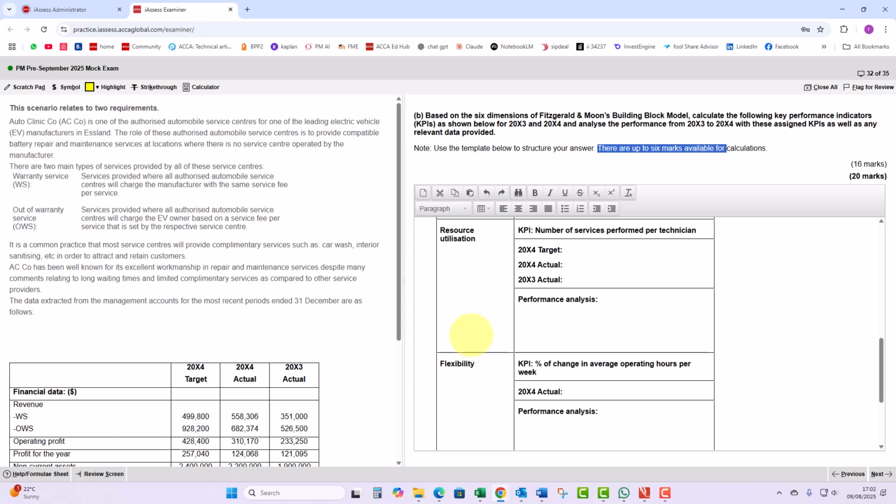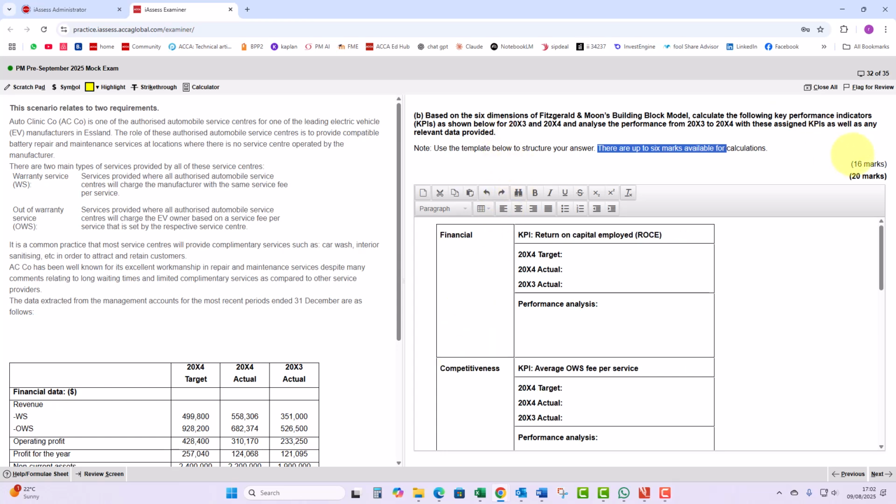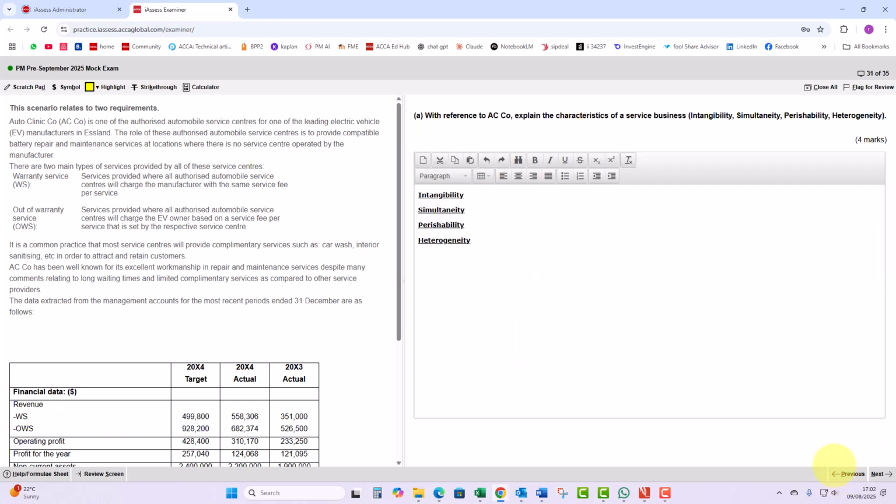And given that there are 6 dimensions, we can assume there's 1 mark available for some, and then some of them, our analysis is going to want to get 2 marks. You might prefer to do this first, you might prefer to do the other one. It's really up to you which order you do them in. I'm going to do them in the order we've been given them.